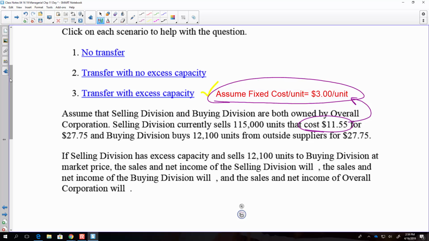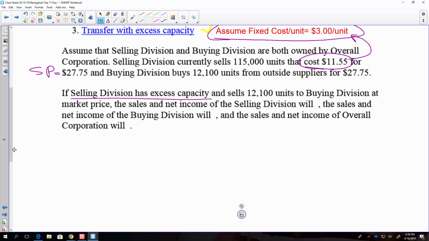And they sell it for $27.75. So here's the selling price. Buying division needs 12,100 units from an outside supplier for the same selling price. If selling division has excess capacity, they have room to make the 12.1. What is the upper and lower limits? And then what are the sale effects? So again, buyer sets ceiling, seller sets floor.